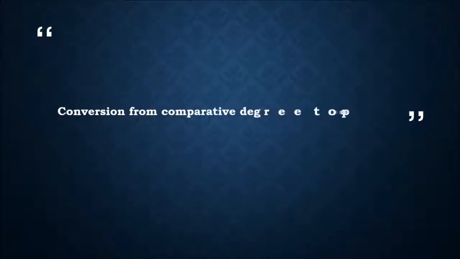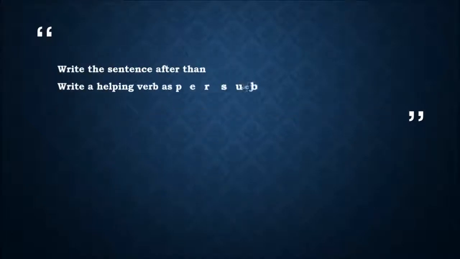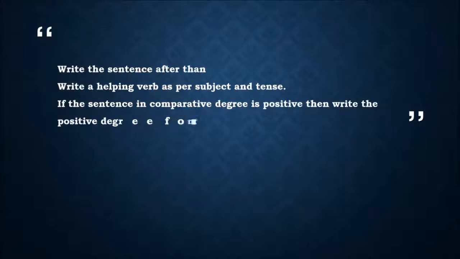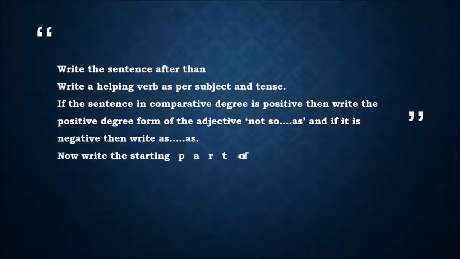Conversion from comparative degree to positive degree. A. Write the sentence after than. B. Write a helping verb as per subject and tense. C. If the sentence in comparative degree is positive, then write the positive degree form of the adjective with not so / as, and if it is negative, then write as. D. Now write the starting part of the sentence.